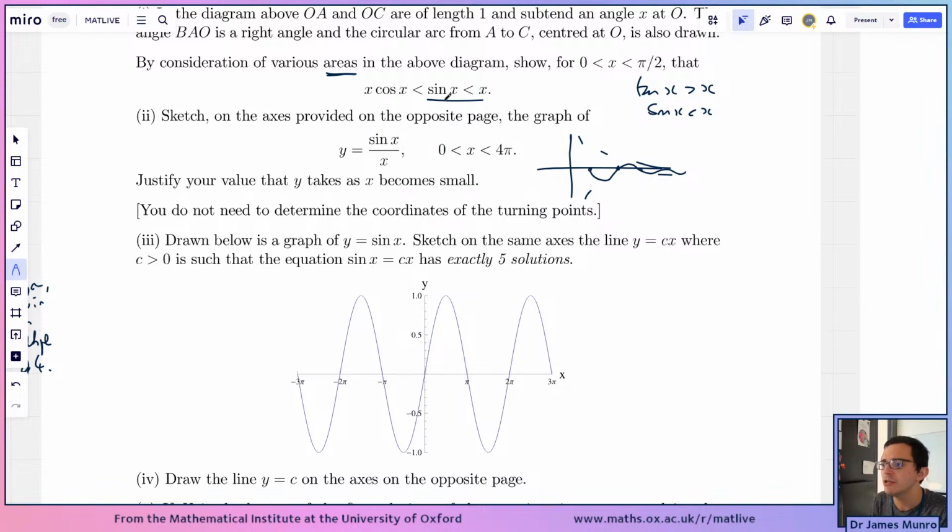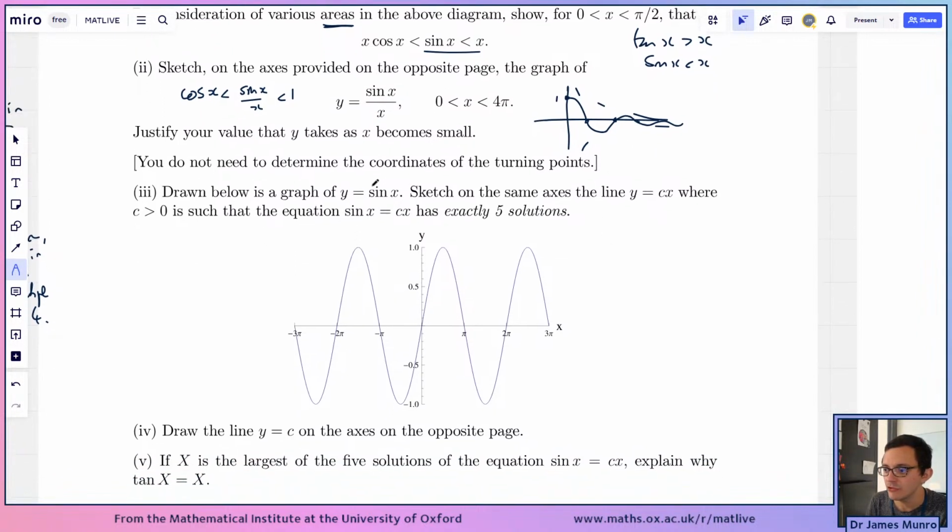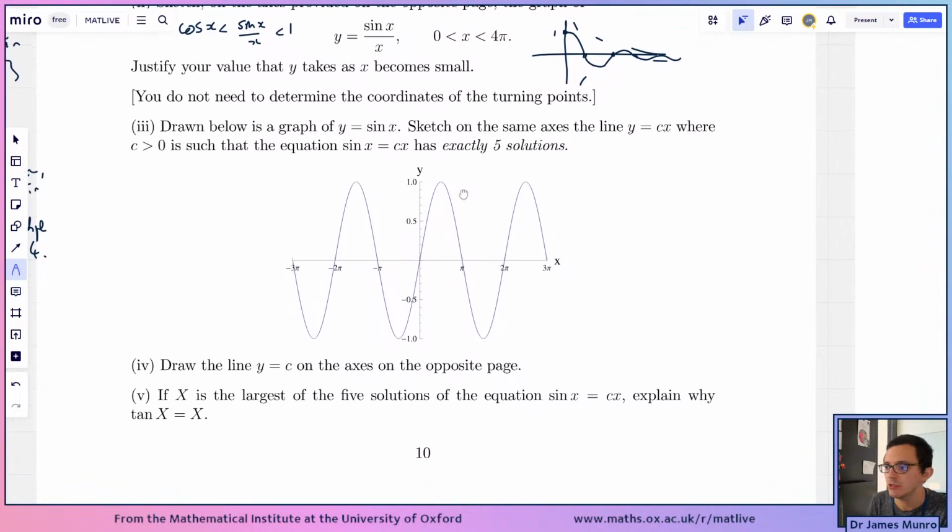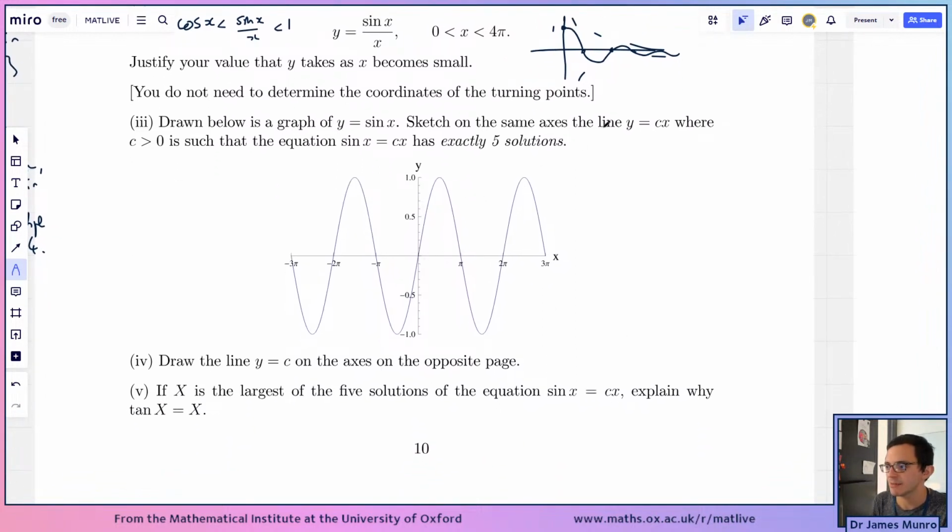But I suppose we've now proved that cos x is less than sine x over x, which is less than 1. Both of these things get really close to 1 when x is small, so this thing is going to get close to 1 when x is small. You do not need to find the coordinate turning points. Good news. Sketch on the same axes the line y equals cx, where c is such that this has exactly 5 solutions. Seems a bit unlikely.